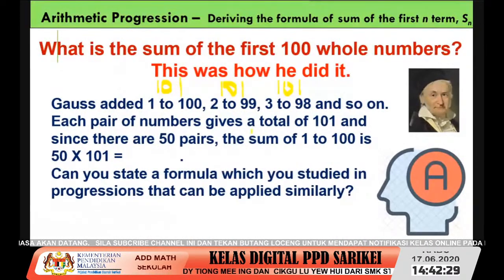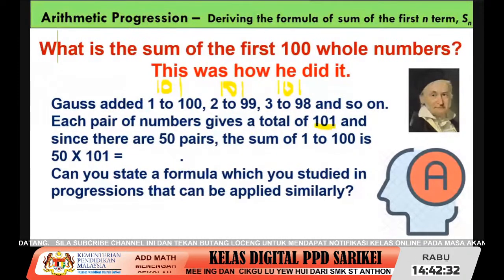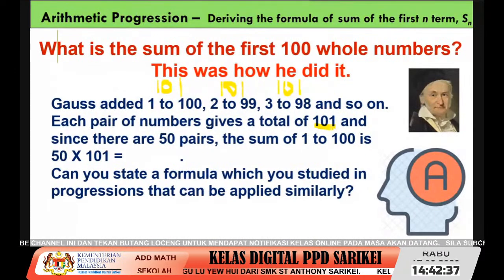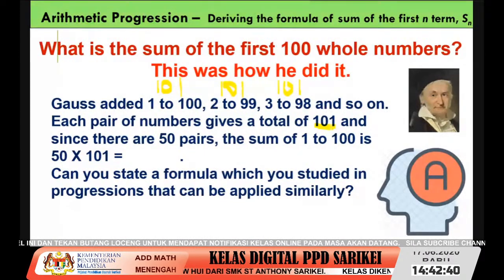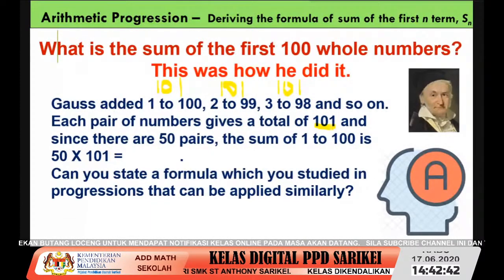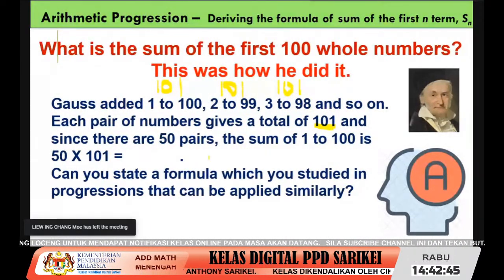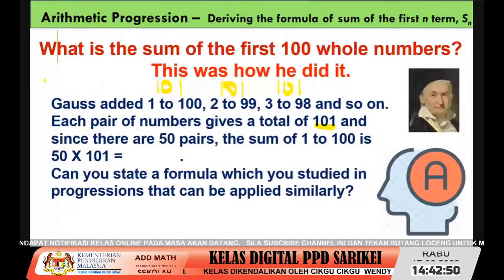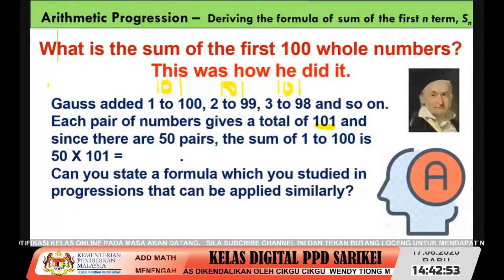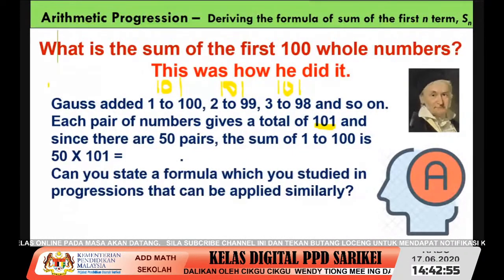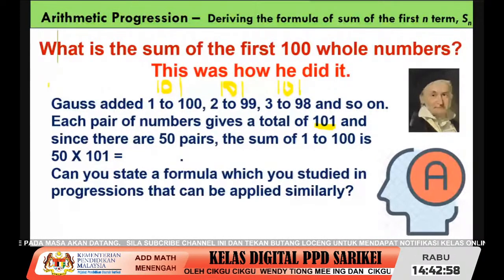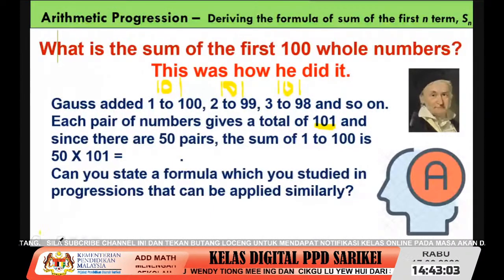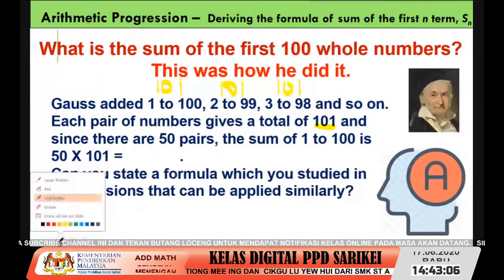So each pair of the numbers give a total of 101. Faham tak? Maksudnya 1 tambah 100, 101. 2 tambah 99, 101. So maksudnya setiap pasangan ini memberikan jumlah 101. And 1 hingga 100, we got how many pairs? From 1 to 100, we have 50 pairs. Sebab dia mesti pasangan, betul? 1 hingga 100 ada 100 nombor. So, kalau pair by pair, pasangan demi pasangan, ada 50 pairs.